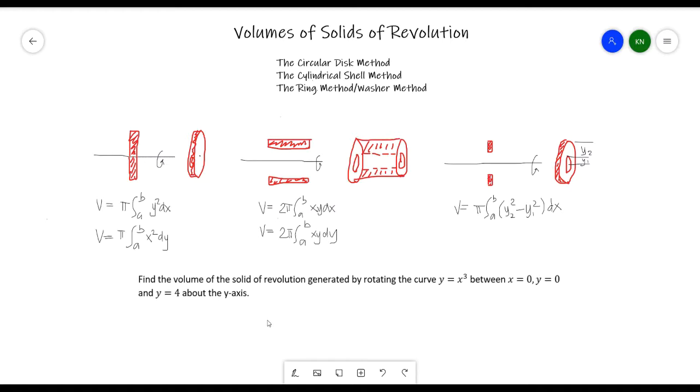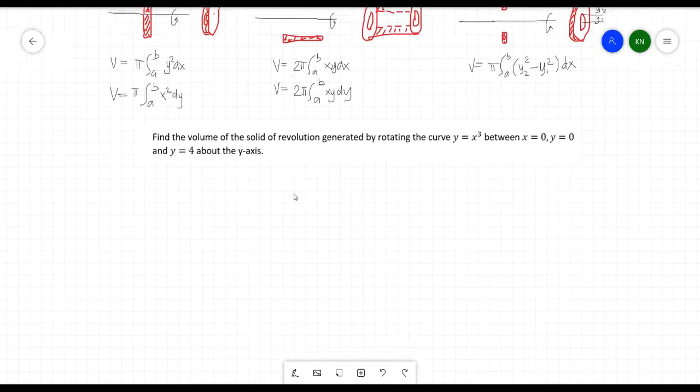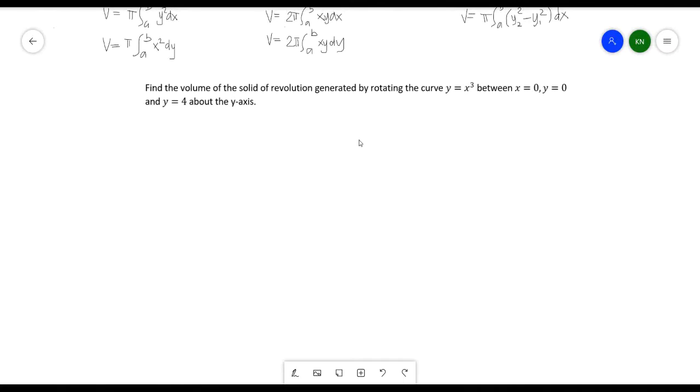In solving this, before we know what kind of method we will be using, we need to sketch our graph first. We need to substitute some values into our function, and then we'll know what method we will be using. So first, let's substitute some values into our function, y is equal to x cubed. Again, we have these boundaries: y is equal to x cubed, x is equal to 0, y is equal to 0, and it is rotating about the y-axis.